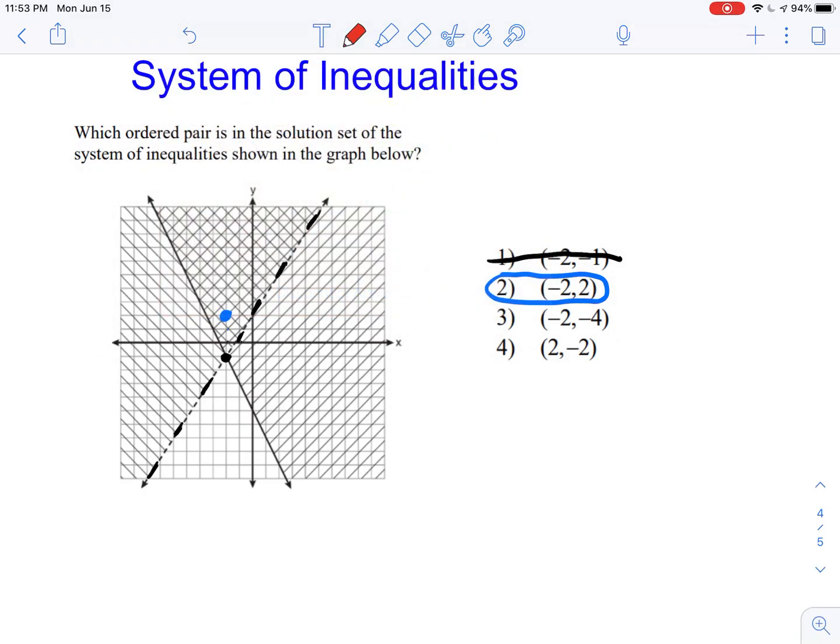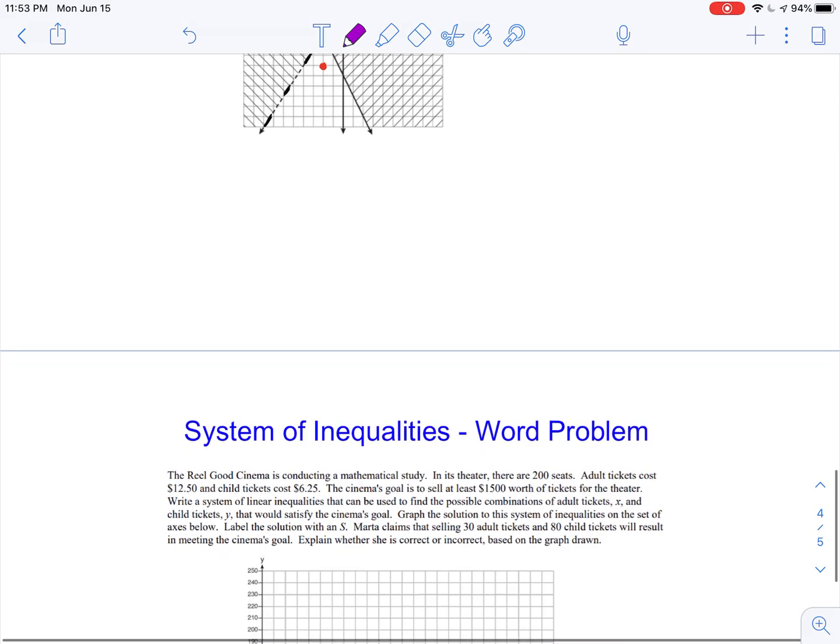But let's check the other ones. So negative 2 and negative 4. 1, 2, 3, 4. Well, that is in an area where there is absolutely no shading at all. So hopefully there's no doubt that that is not a solution point. And then last but not least, 2 1/2, comma negative 2 1/2. Now that is, again, only a solution for one of our inequalities because it's only in the solution area for one of those inequalities. So the answer here is negative 2, comma 2.